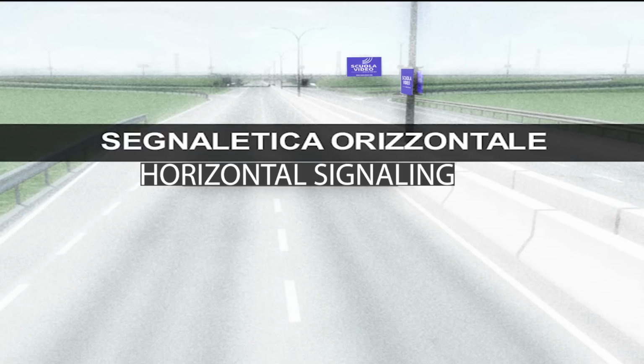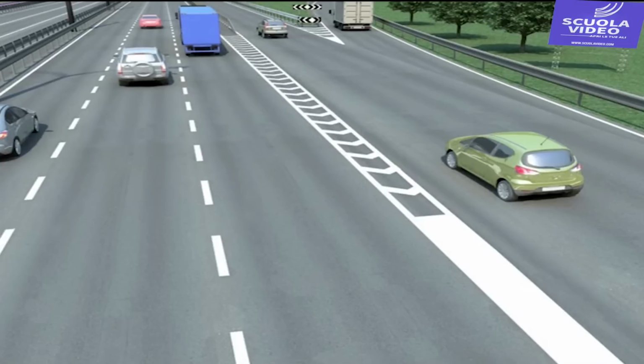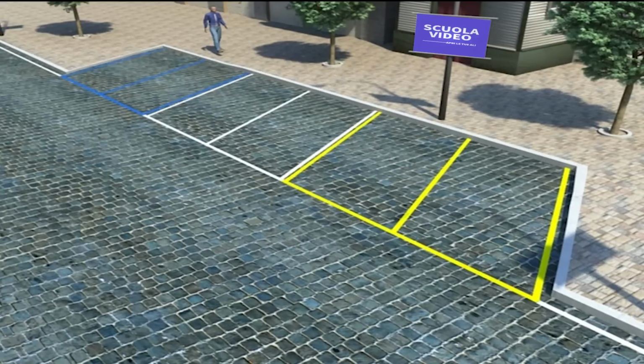Segnaletica orizzontale. Horizontal signs. The road markings are drawn on the road pavement and must be respected and observed by the drivers of the vehicles. It can be yellow, white, or blue.